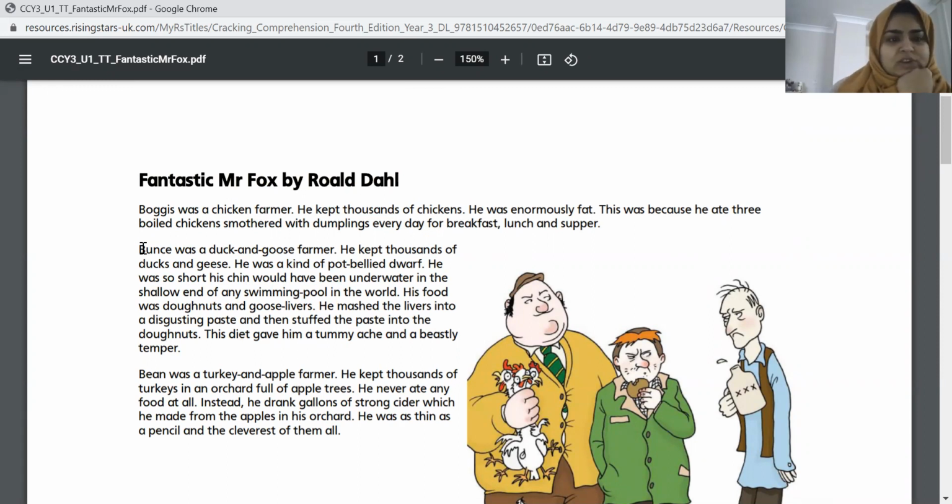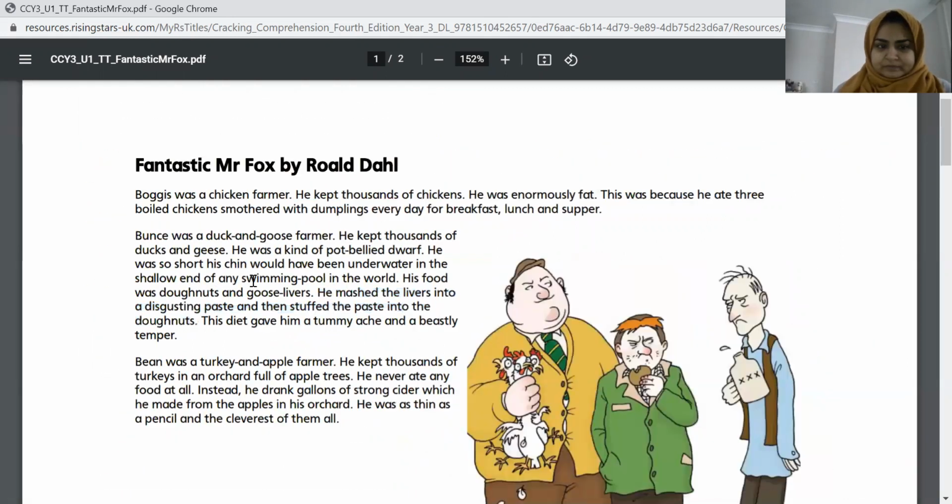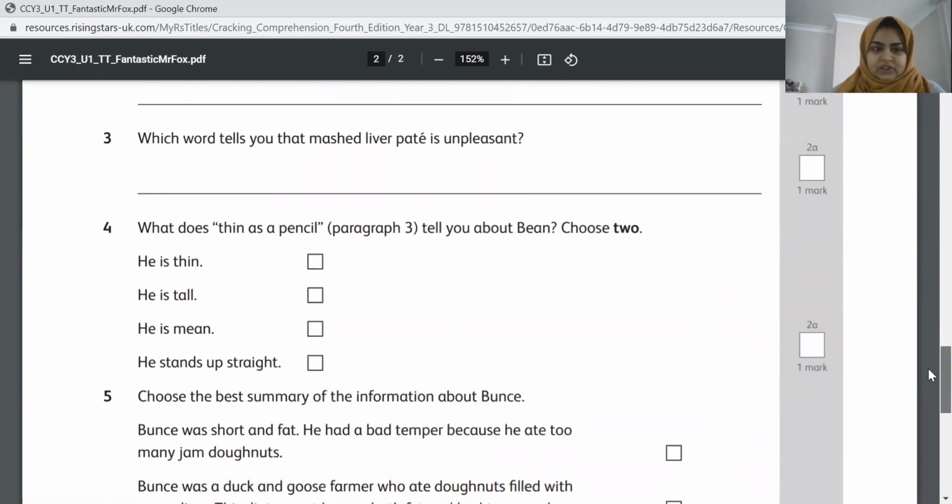When you skim read and you come across where Roald Dahl is talking about the mashed livers, it says he has mashed the livers into a disgusting paste and then stuffed the paste into the donuts. Which word in this paragraph tells you that the liver pate isn't nice? Fantastic, it is disgusting. Disgusting is the word that tells you it's very unpleasant, because disgusting is very revolting. It's not a nice feeling to have. Fabulous. So now let's go to question number 4.